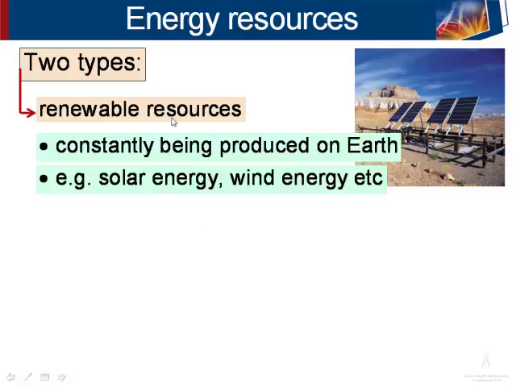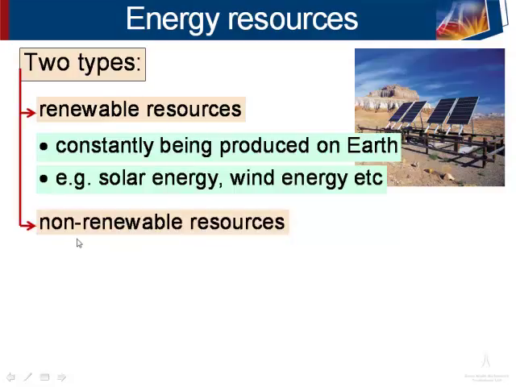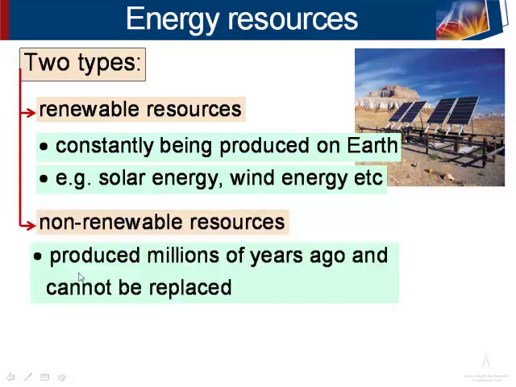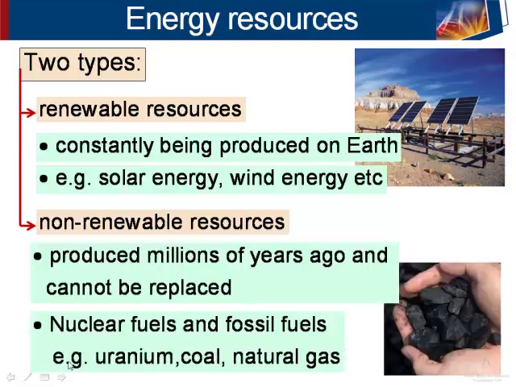These are renewable resources. The non-renewable resources were produced millions of years ago, and they cannot be replaced. They are used up. Examples are nuclear fuels, for example uranium, and fossil fuels: coal, and also natural gas. These are non-renewable resources.